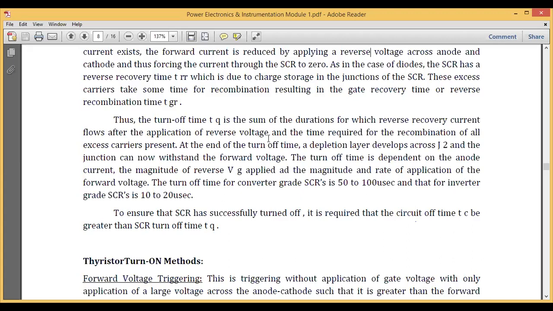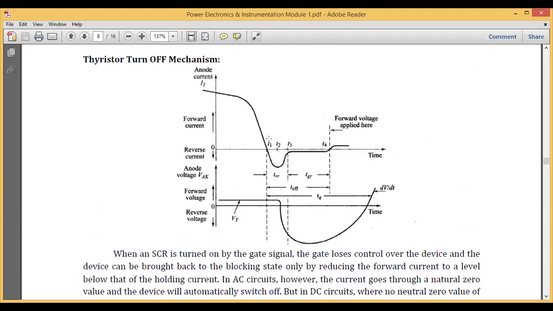So with this I conclude this topic of the thyristor turn-off mechanism, which is more important, and it is completely based on the graph which I used here. In my next class, I will be going through the turn-on mechanism of the SCR.